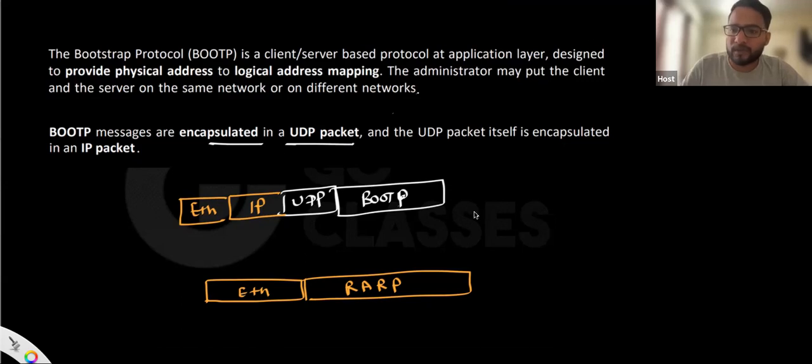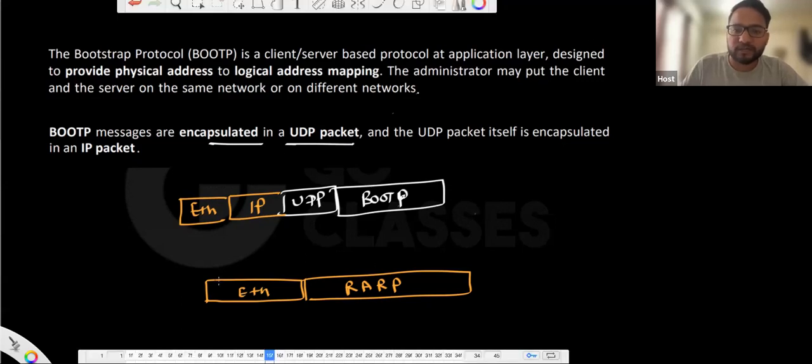So yeah, what I was saying, that this BOOTP packet gets encapsulated in the UDP packet, okay, and then this UDP packet gets encapsulated in an IP packet, and this IP packet gets encapsulated in this Ethernet or maybe some other protocol packet, right? So have you understood this?